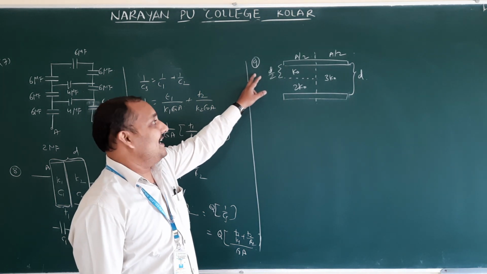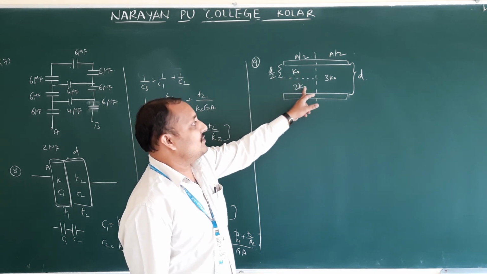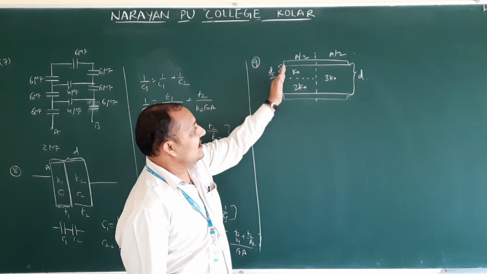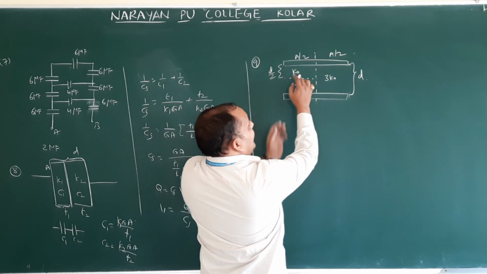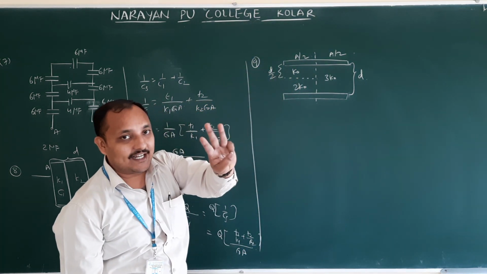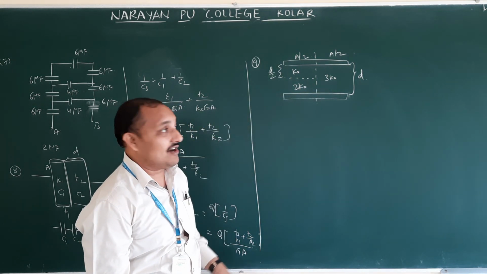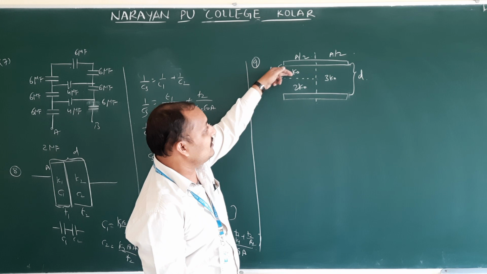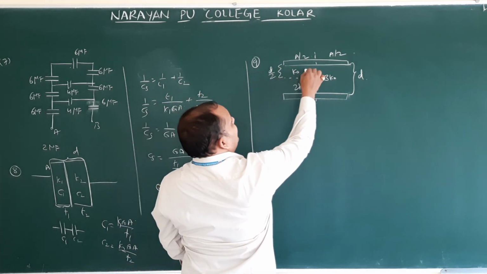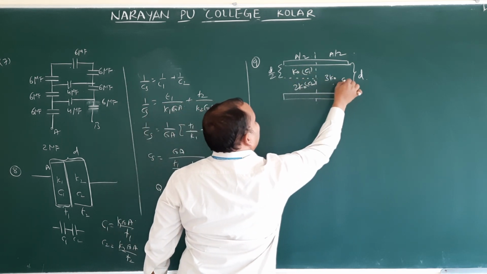Now see question number 9. In this, they have given 3 dielectric constants: K0, 2K0, 3K0. Between the two plates the separation is D. K0 is going to fill half of the area, half of the distance. In total, 3 dielectric constants are there. They are asking what is the resultant dielectric constant. So we will see how these are connected. Let us assume this is C1, this is C2, this is C3.